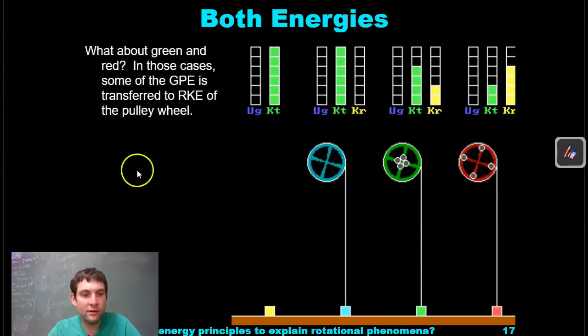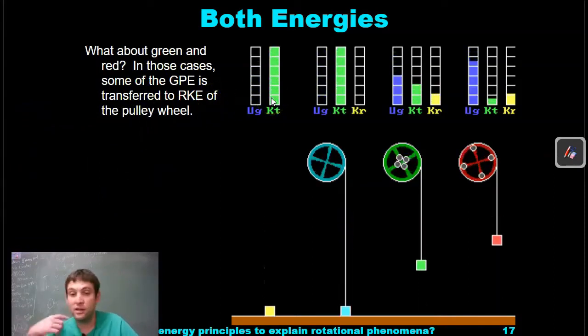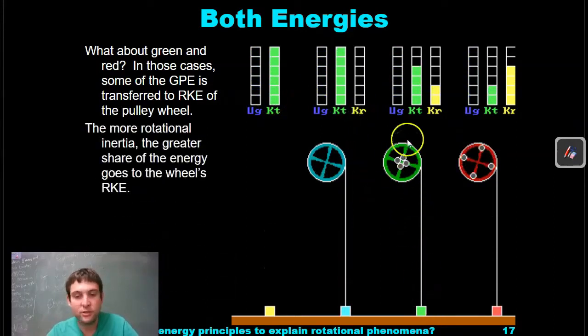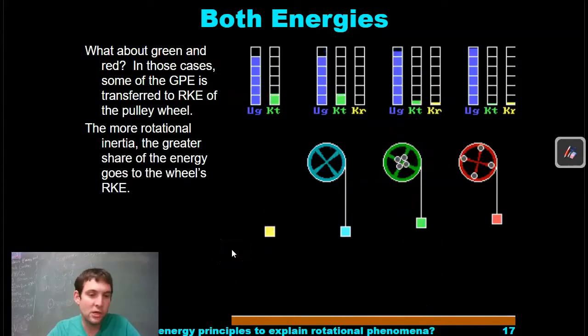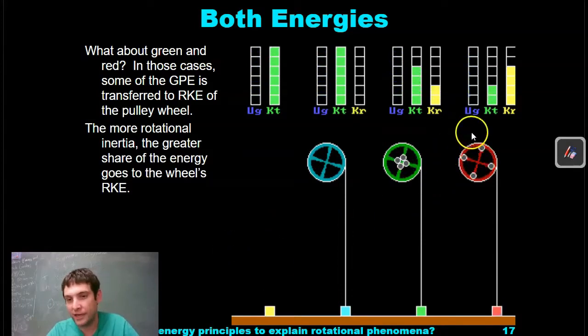What about the green and red? In those cases, gravitational potential energy is transferred into rotational kinetic energy of the wheel. Some of it, not all of it, right? Because we also have this moving block. So we have the rotating pulley and we have the falling block. The more rotational inertia, the greater share of the energy goes to the wheel's rotational kinetic energy, 1/2 I times omega squared.